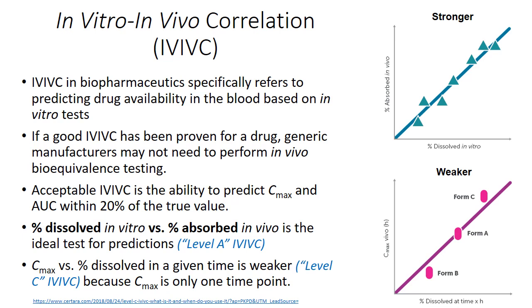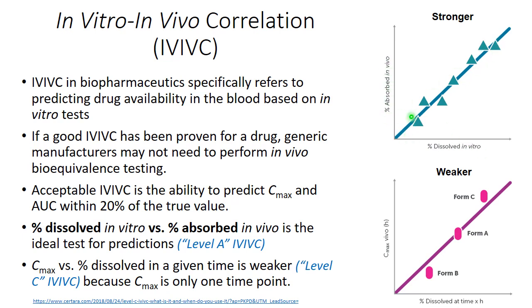that might allow us to avoid clinical tests, and usually this is for things that are already approved. So you might be looking at developing a generic drug or maybe slightly modifying a dosage form for a drug that's already approved. So we should already know that the active ingredient is safe and effective. So the strongest evidence would be if the percent dissolved in vitro has a very strong correlation with the percent absorbed in vivo.